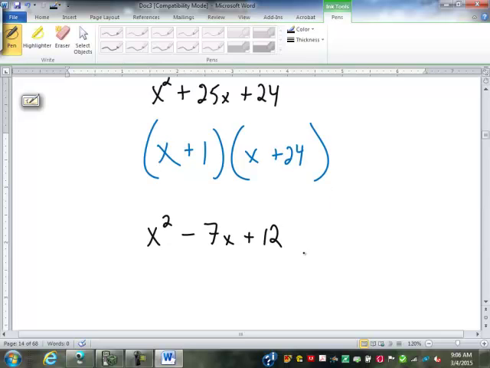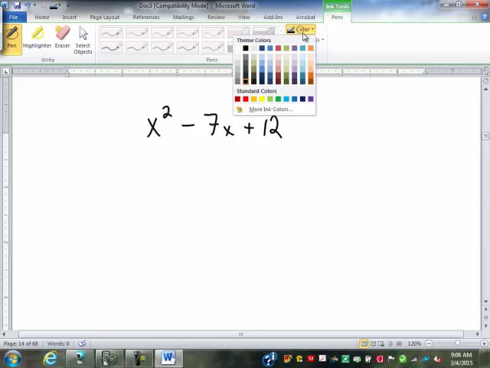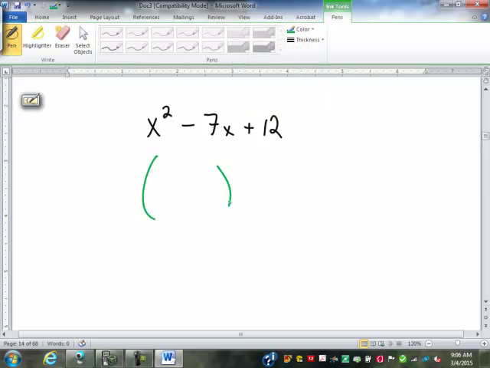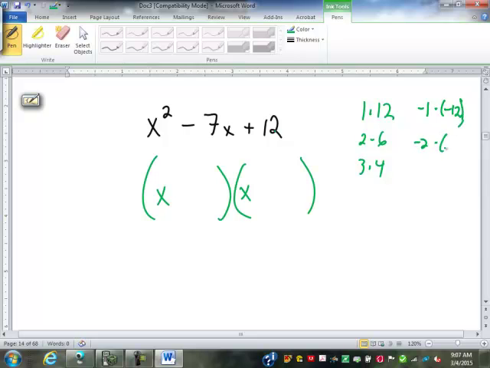What's different about this one? There's a negative. Oh no. What's that mean? Still going to be x and x. Well, what this does is when we look at the 12, 12 can be 1 times 12 or 2 times 6 or 3 times 4. But there are other possibilities we haven't explored yet. It could have also been negative 1 times negative 12 or negative 2 times negative 6 or negative 3 times a negative 4. So this one's actually going to be negative 3, negative 4.